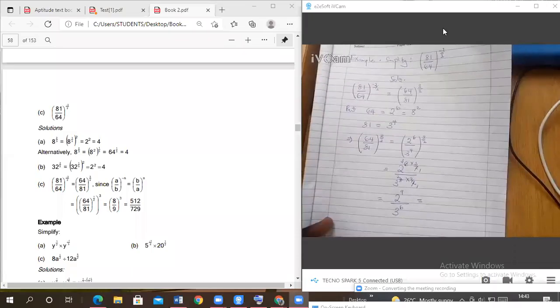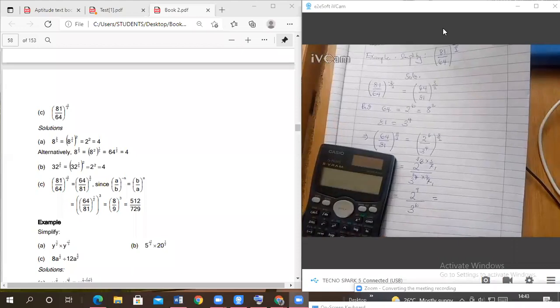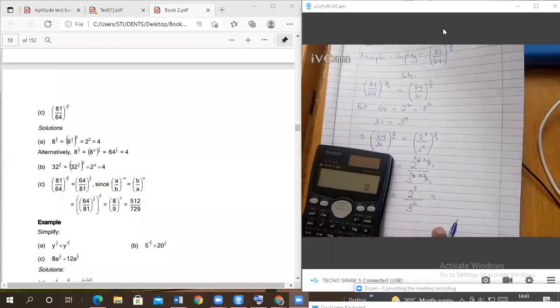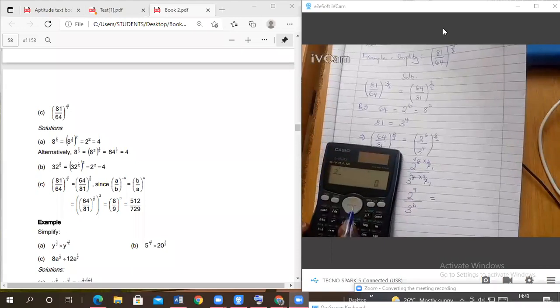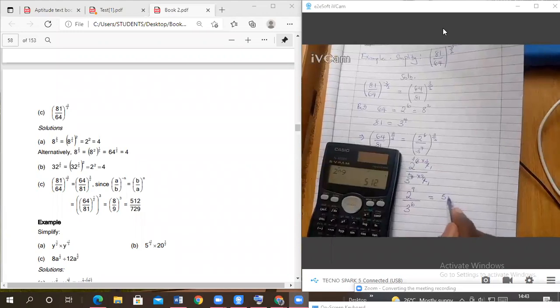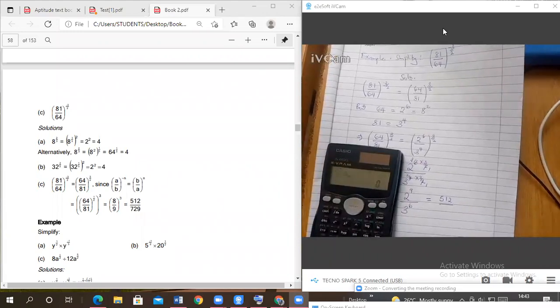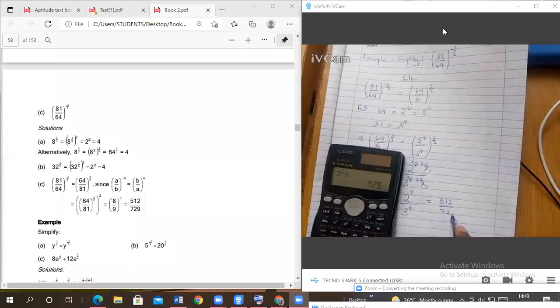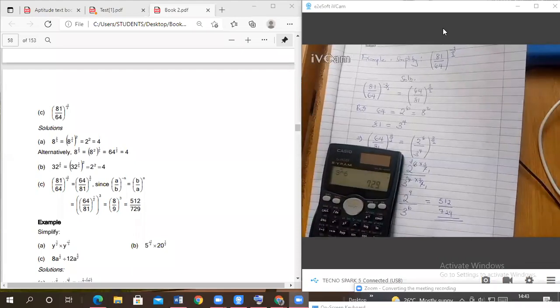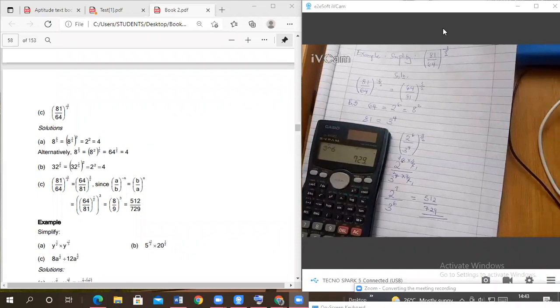So what we shall do, because they have different bases, we cannot simplify that one further. So what is 2 to the power 9? 512. What about 3 to the power 6? 729. Right.